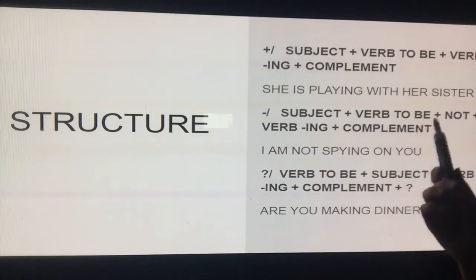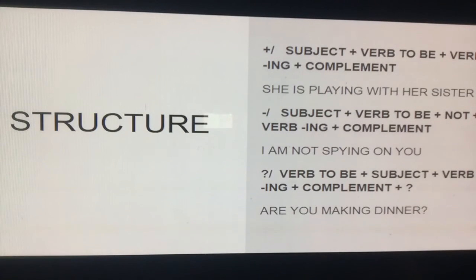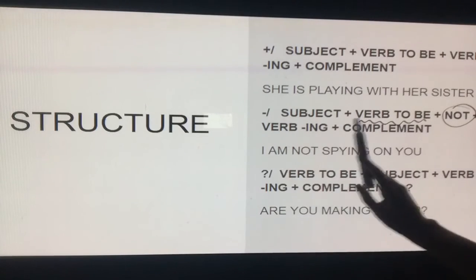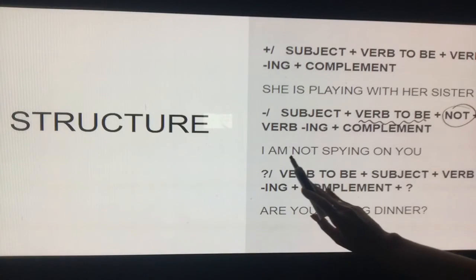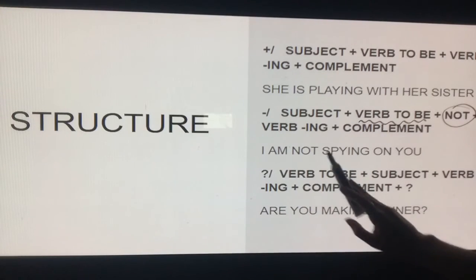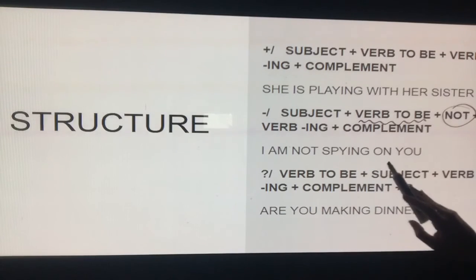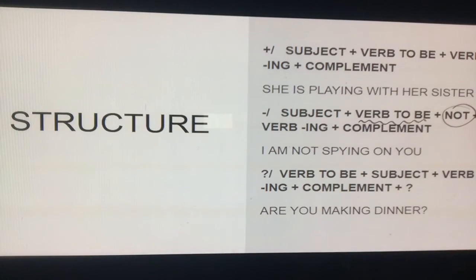Whenever you want to use negative form using the present continuous, you will have to add not to the sentence. And it has to be right after the verb to be. As you can see here, I have the subject, I have the verb to be, that is am, and I have to place not right after the verb to be. I add the verb in ing form, that is spying, and then the complement that is on you. So I'm not going to change the ing verb. I don't have to change it into base form or infinitive form.